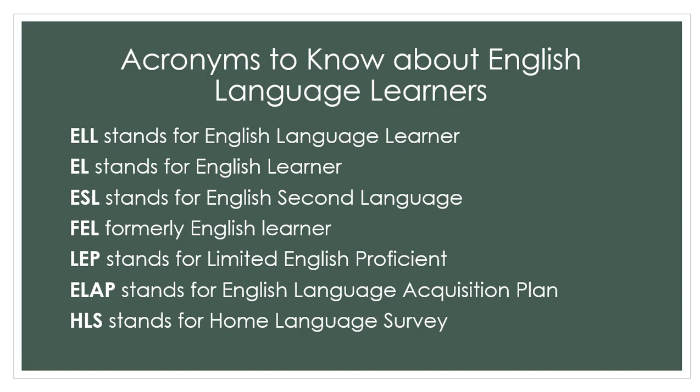FEL is formerly English Learner, and that means a student was once ELL, but they have mastered English, so they are no longer ELL, but they're now formerly English Learner. LEP stands for Limited English Proficient. ELAP, we call ELAP, stands for English Language Acquisition Plan. HLS is the Home Language Survey.